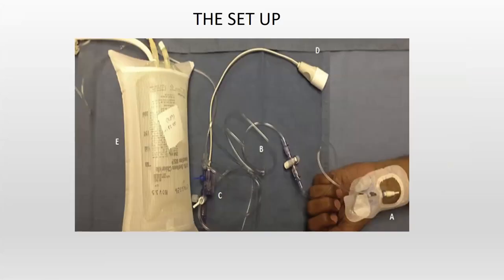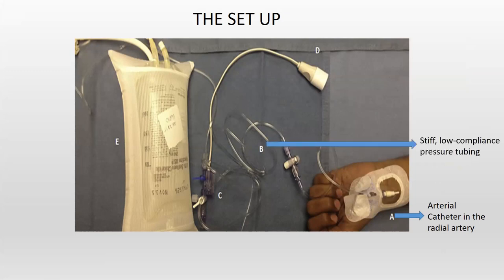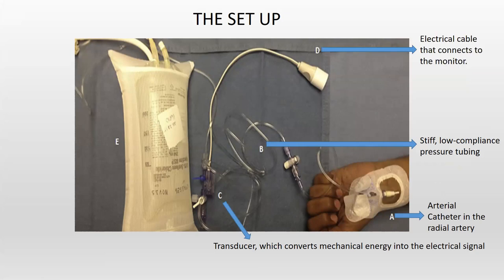Okay, so talking about the setup, and this is probably very basic for everybody, we have a radial arterial line over here. We have a stiff, low compliance pressure tubing attached to the arterial line, a transducer which converts mechanical energy to electrical signal, an electric cable that connects to the monitor, and a pressurized bag of normal saline. The pressure transducer converts the patient's arterial blood pressure oscillations into electrical waveforms that are readable on a monitoring device. The catheter and its connecting tubing need to be made of stiff material so as to not absorb the pressure waves, because that could affect the waveforms that we see on the monitor.